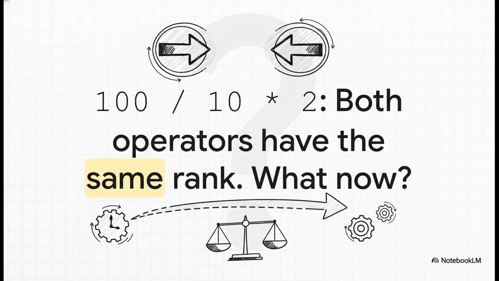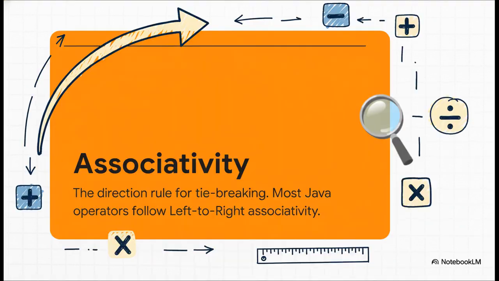Does Java work from the left or from the right? The tiebreaker is our second hidden rule, and it's called associativity. All it is is a simple direction rule. And for most operators in Java, including all the math ones we care about, the rule is left to right. Simple as that. When there's a tie, you just start at the left and work your way across.